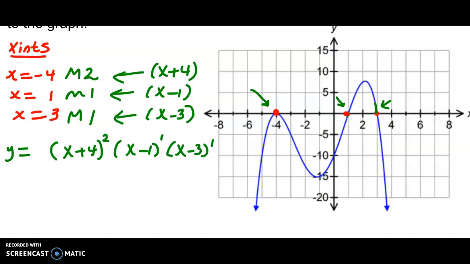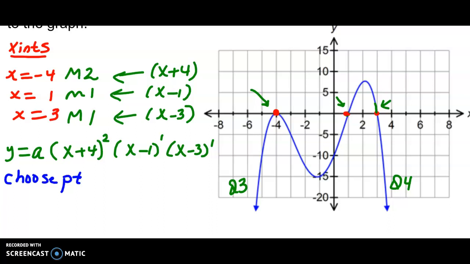What I don't know is how narrow or wide this function is, so I don't know what the a value is. I do know that a value for this would be negative because we're starting in quadrant 3 and ending in quadrant 4, but I don't know the actual numerical value. So that's what's left to find. So what we're going to do is choose a point on our graph to sub into our function. It doesn't really matter which one you use.